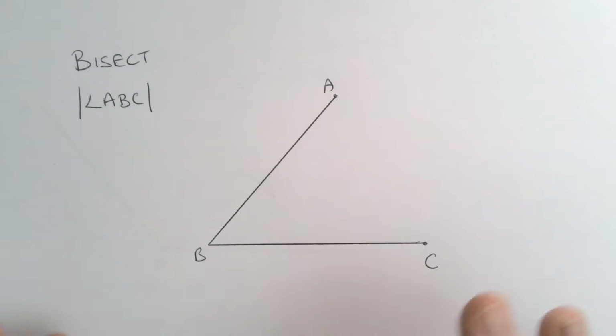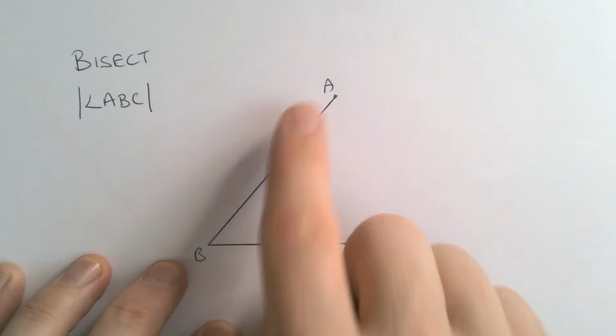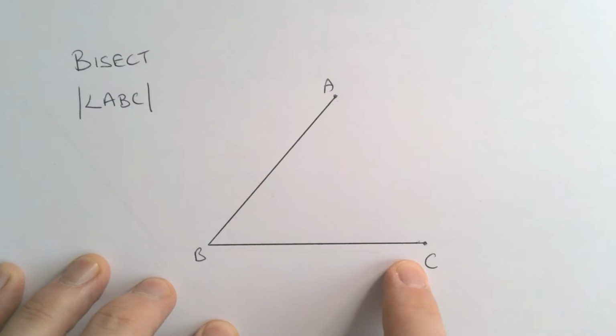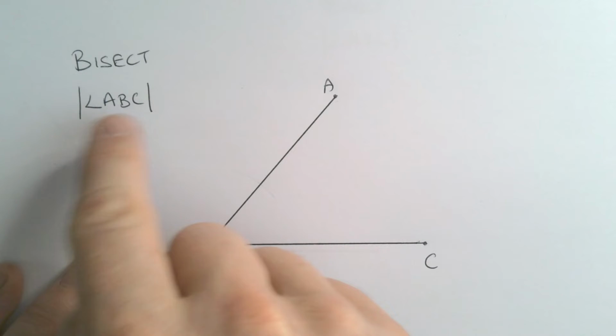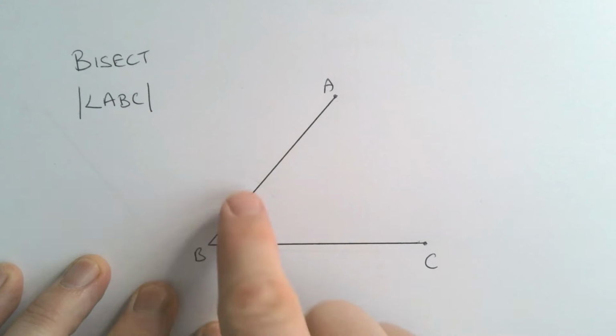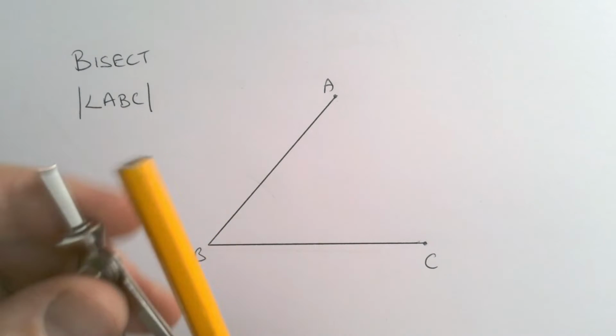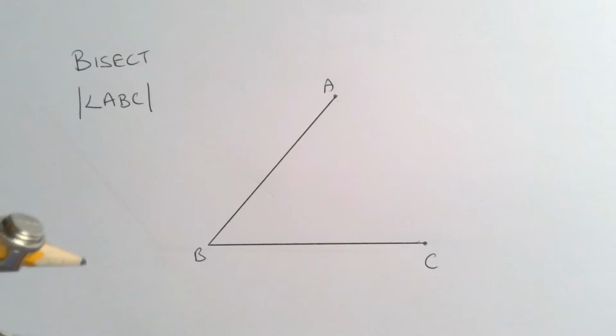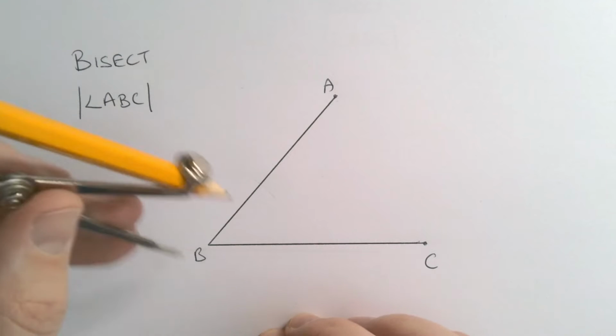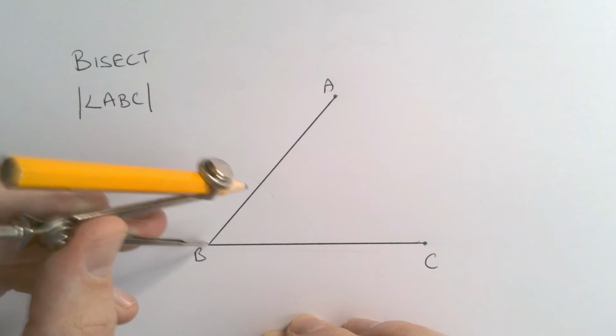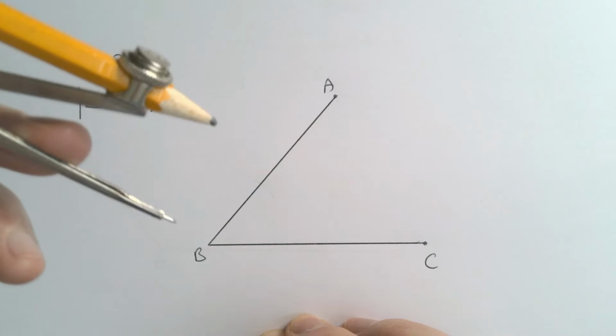So let's take a look first at an acute angle. So here we have an acute angle. We have an angle ABC, and we're asked to bisect the angle ABC. That means bisect the angle at B. So first what we're going to need is our little guy here, our compass that you usually use for stabbing people. And we're going to put the sharp end on B. And I have it open about an inch.